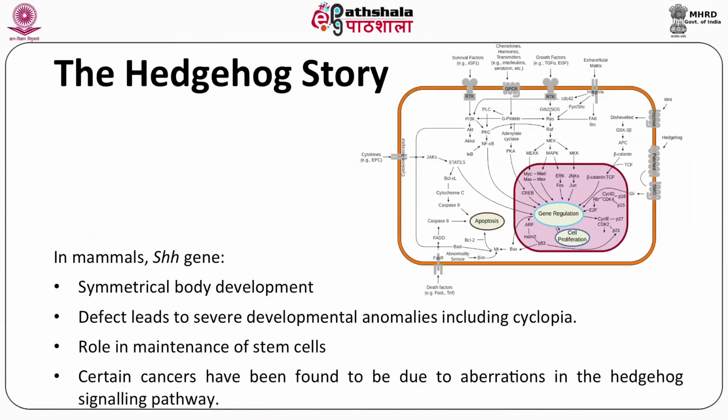In this image, if you see the extreme right side, you can see the sonic hedgehog signaling pathway. The SHH protein interacts with a transmembrane protein known as PTCH. The default role of PTCH is to inhibit another protein called smoothened. Once SHH interacts with PTCH, smoothened is released, and this leads to activation of transcription that is required for growth and differentiation.